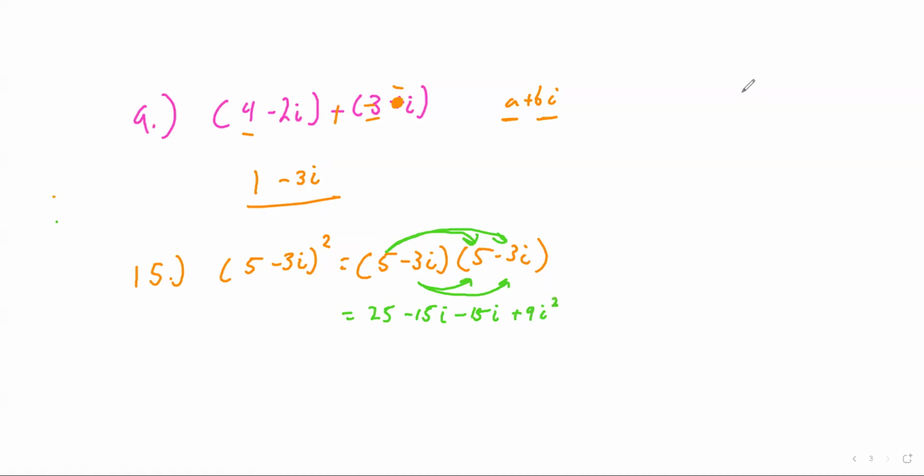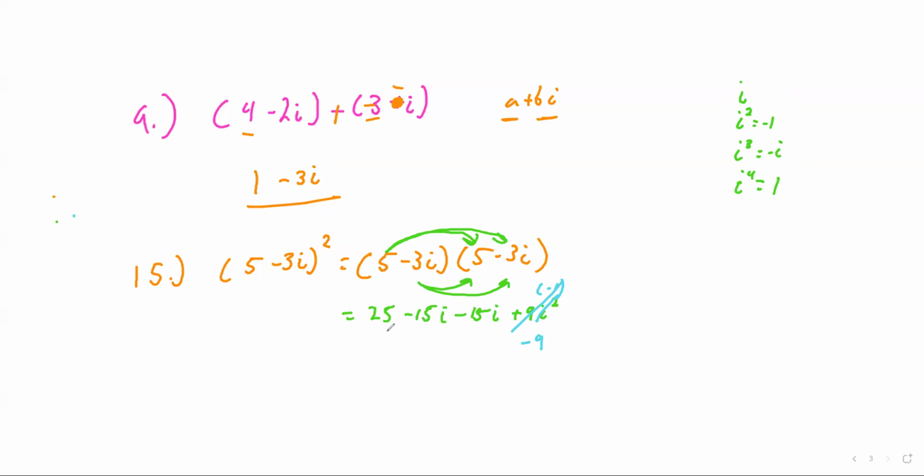So this is where this part comes into play. i squared is equal to negative 1. i cubed is equal to negative i. And i fourth is equal to 1. And then it repeats. So this i squared here, we really want to replace it with a negative 1. So that 9 times negative 1 actually gives us negative 9.